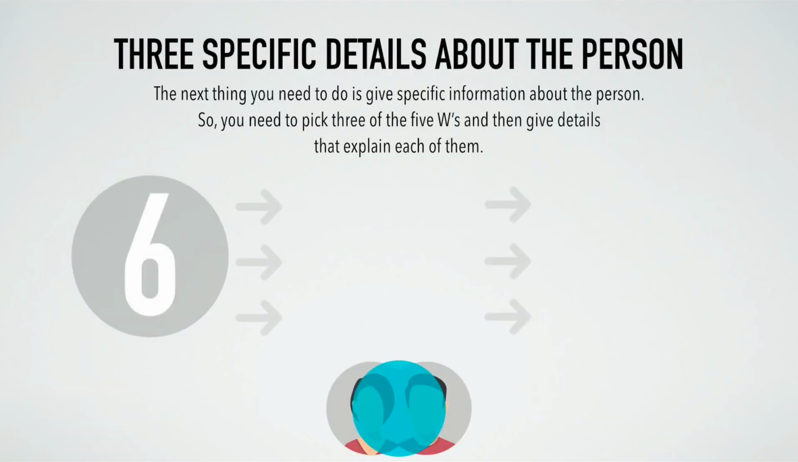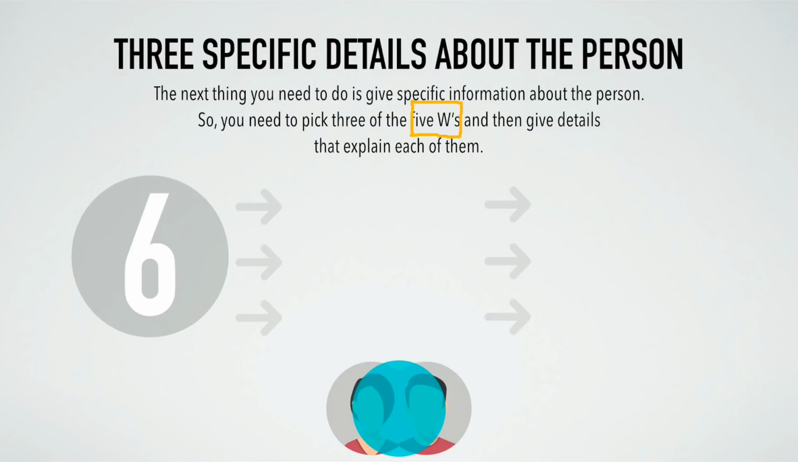Now, the second part deals with the 3 specific details about the person. You see, the next thing you need to do is give specific information about the person. So you need to pick 3 of the 5 W's and then give details that explain each of them. Remember, we went over this in a previous video, the 5 W's. You can look on the top right of the screen for a link to that video lesson.